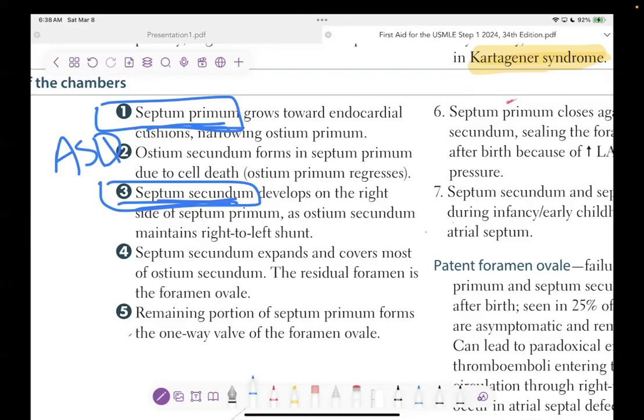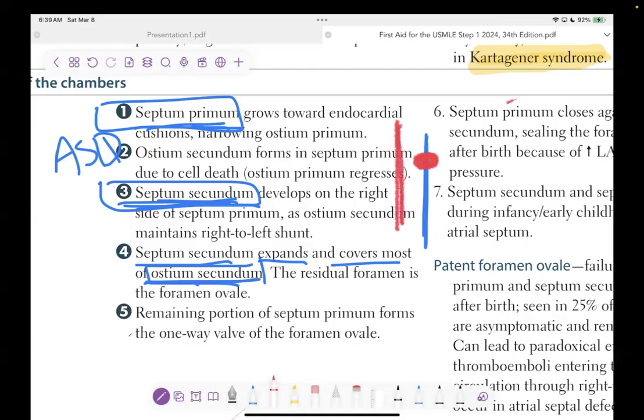So now we understood until this part. Septum secundum expands and covers most of ostium secundum. So what is ostium secundum? You know that this was the primary septum, and ostium secundum was here, a hole on the septum primum. So septum secundum expands and covers most of ostium secundum. The residual foramen is the foramen ovale. And we said that the right side of the heart has an elevated pressure and pushes this door away, and this door becomes like this.